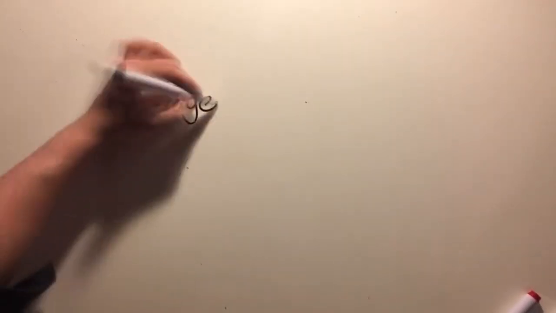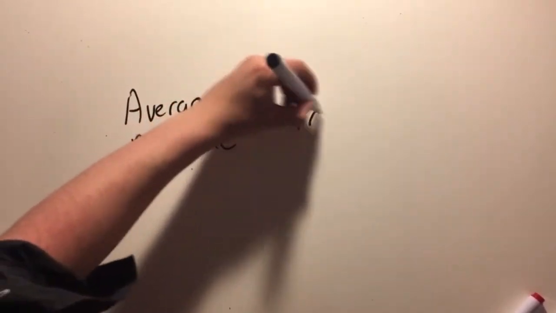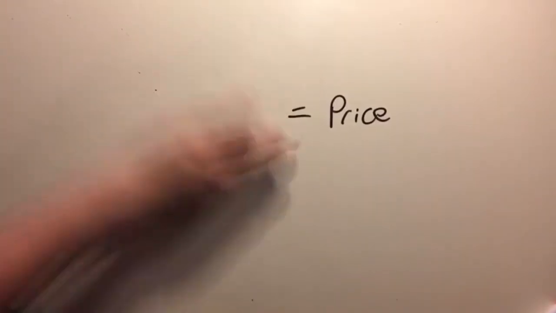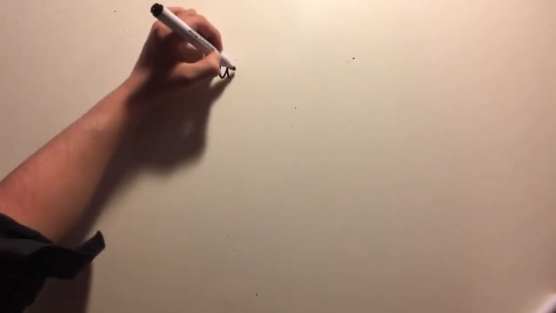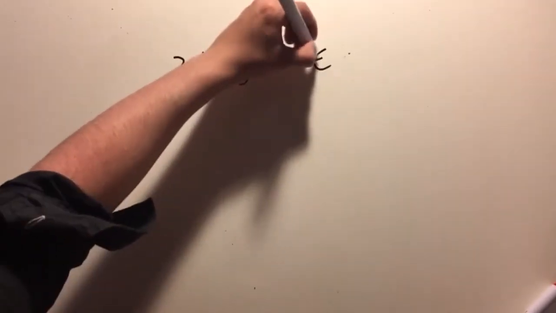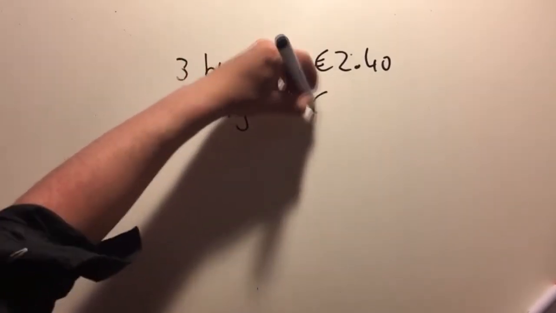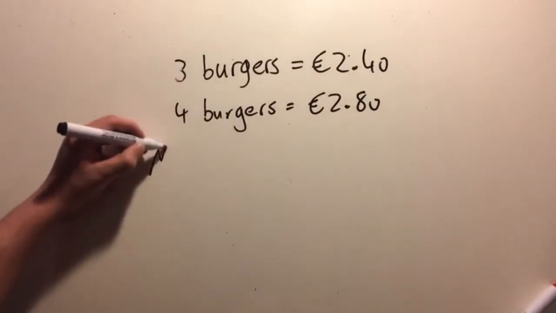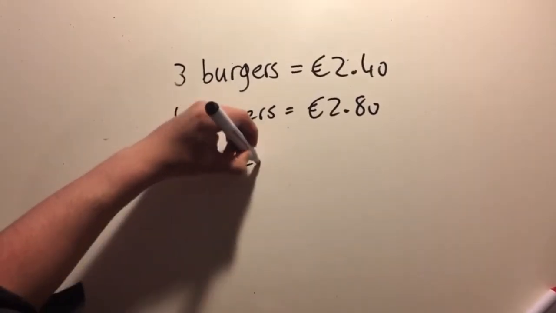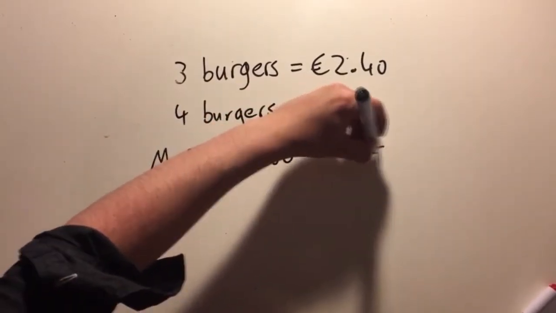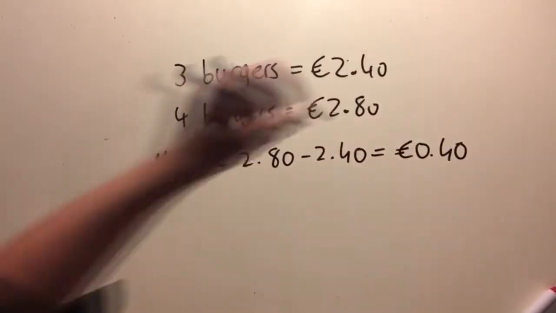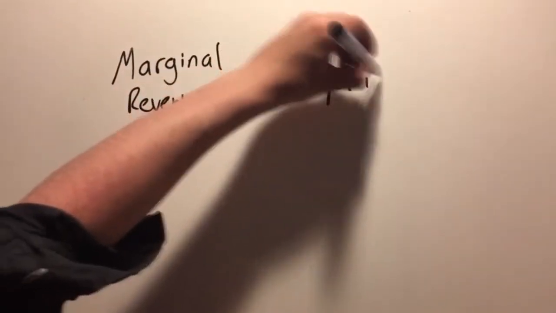Average revenue always equals the price of a good, even for monopolies. Marginal revenue is the amount of revenue that a firm receives for every additional unit of output. For example, a firm selling burgers sells 3 burgers for €2.40, but sells 4 burgers for €2.80. Marginal revenue is €2.80 minus €2.40, which is 40 cents. Marginal revenue is always lower than the price of a good due to the sloping demand curve.